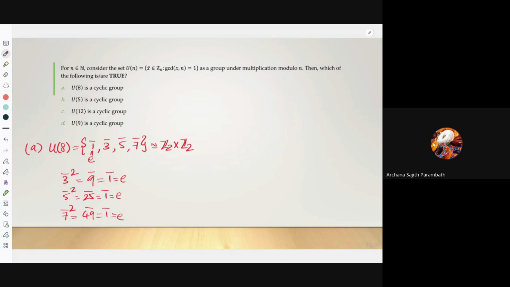This is not cyclic. So what about U5? 5 is a prime number, right? So every non-zero element of Zn would be a part of Un. So you'll have 1 bar, 2 bar, 3 bar, 4 bar. So now we'll check again if there's any element of order 4.